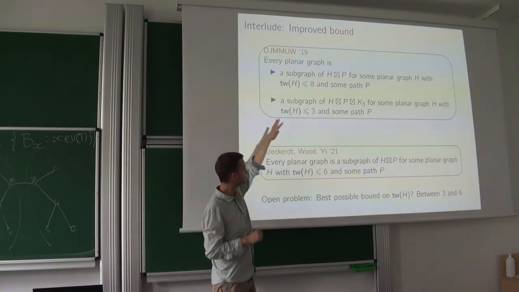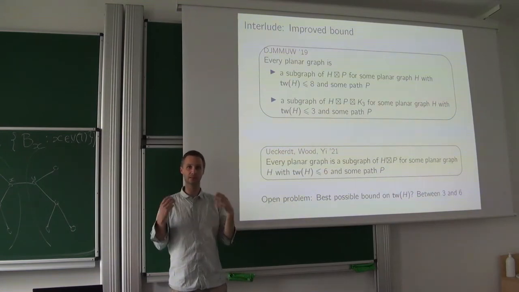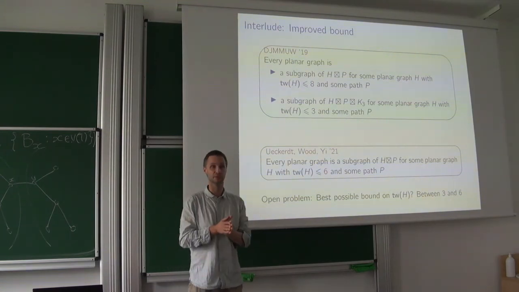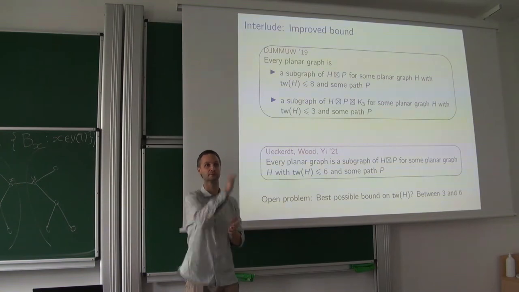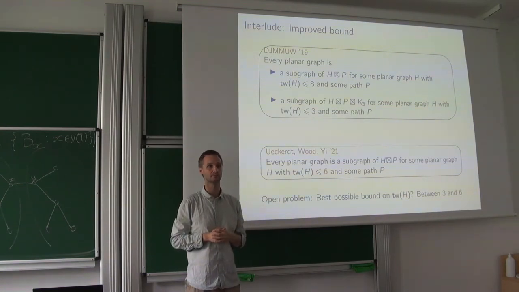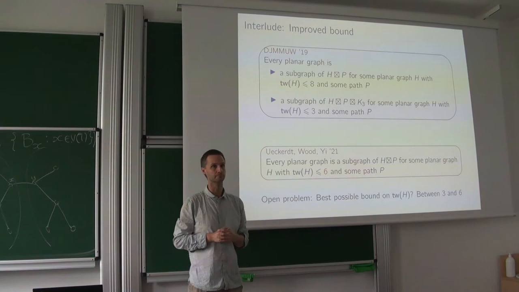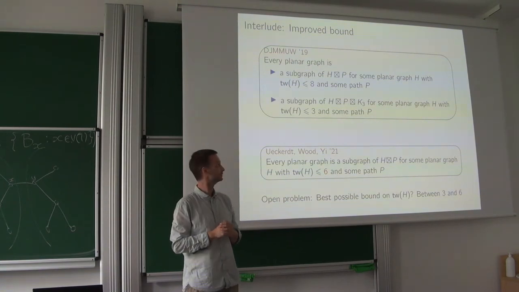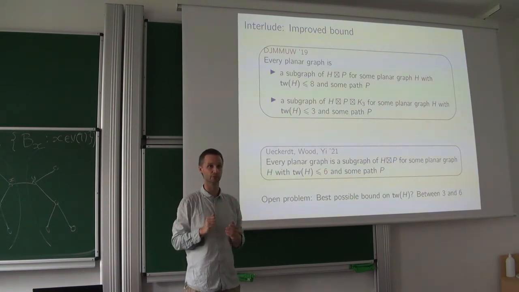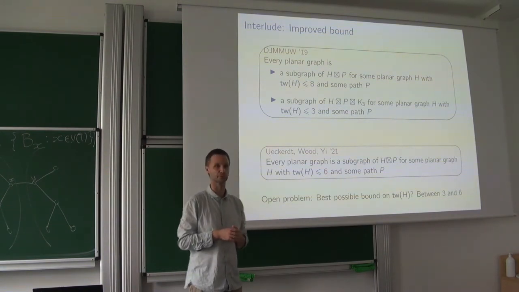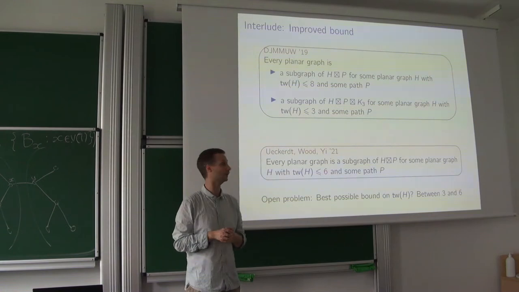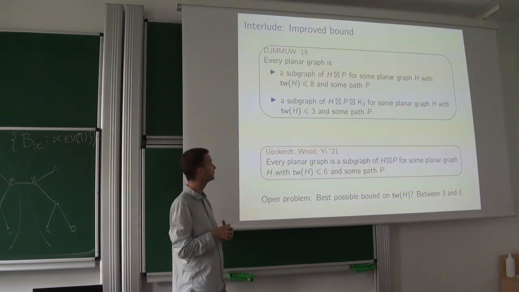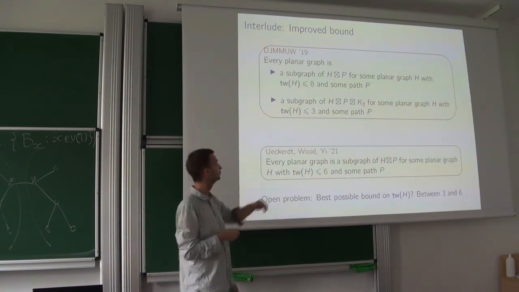So this improves the bound from 8 to 6, and there are examples that show that this bound needs to be at least 3. Yes, there is a question. For the second version, is it clear that 3 by 3 cannot be improved? This comes from stacked triangulations. So for the second version, yes, you cannot improve the 3 here.